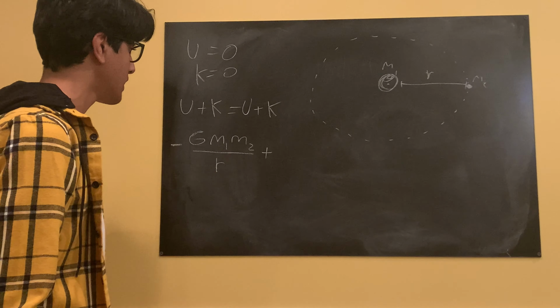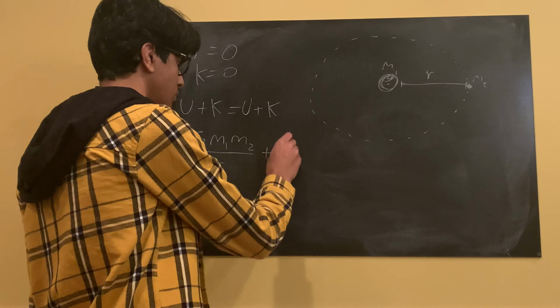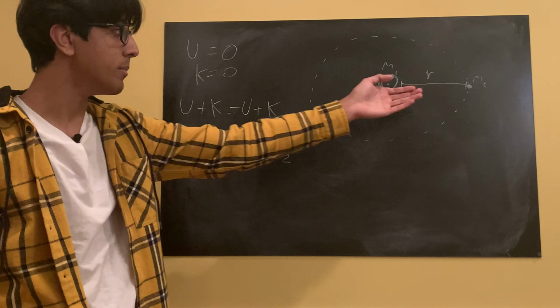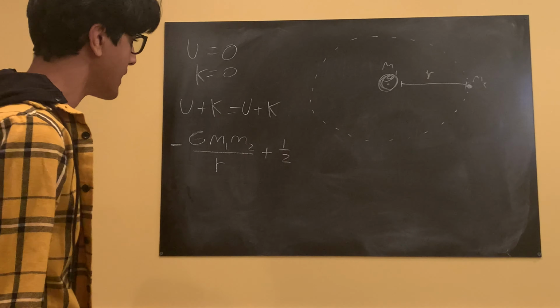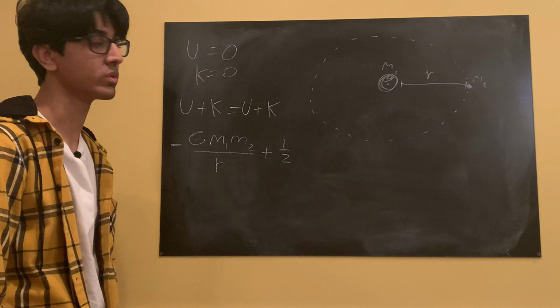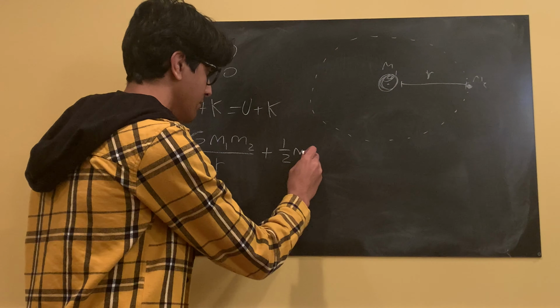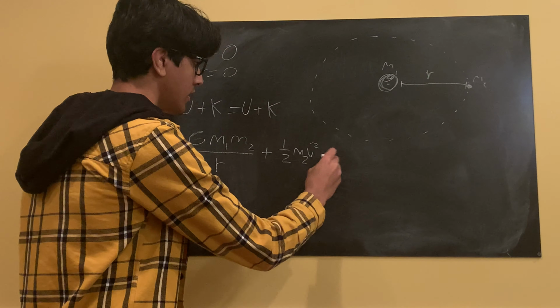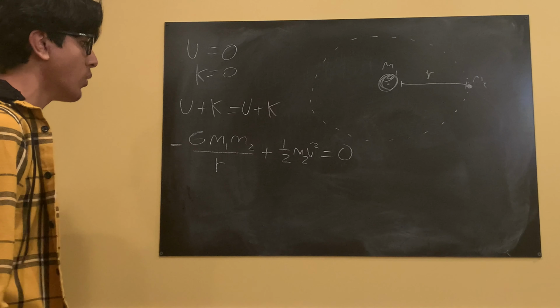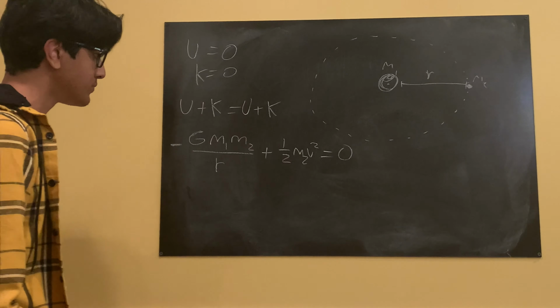Is it the mass of the planet or the mass of the satellite? It is the mass of the satellite, because that's what has the kinetic energy. That's what's trying to move away. So it's 1/2 m2 v squared. And that's all equal to 0, since potential and kinetic energy will be 0 once it has escaped the orbit.